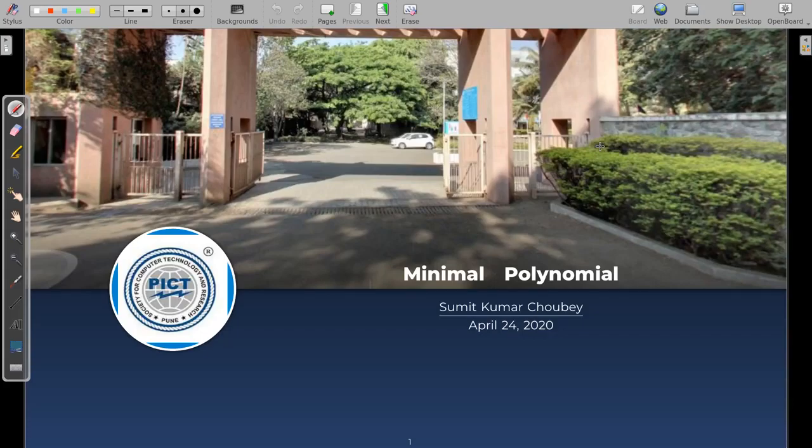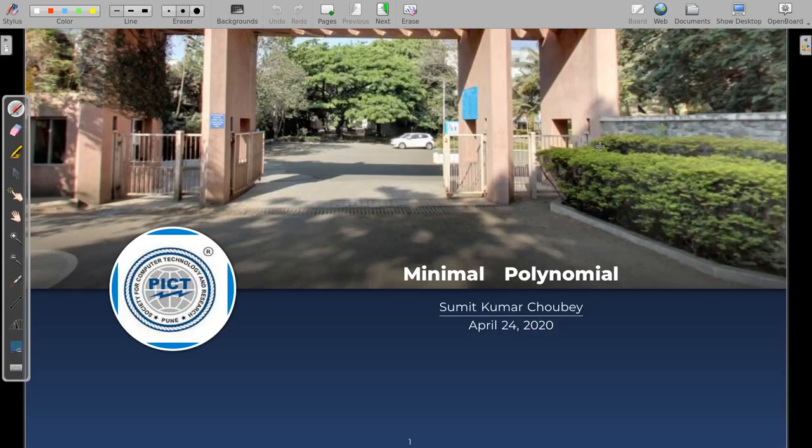My name is Smith Kumar Chaube, and in this lecture we are going to discuss minimal polynomial. In the very last lecture we discussed extension fields and some of their properties, and during that discussion we defined what a minimal polynomial is. In this short tutorial, we are going to examine minimal polynomial a bit closer.